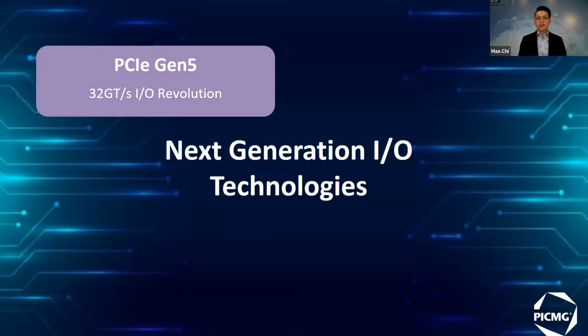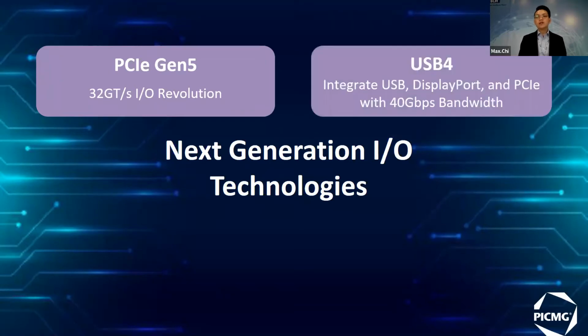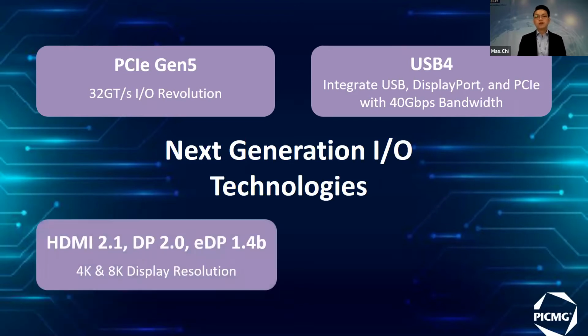It brings 32 GT per second, high speed, and it makes an I/O revolution to provide you more possible usage. Then USB 4. It integrates USB, DisplayPort, and PCI Express signals all together with 40 gigabit per second bandwidth. So it makes USB a powerful but easy to use protocol. Next is display. The new HDMI 2.1, DP 2.0, and eDP 1.4b allow displays to be extremely high resolution, like 4K, 8K, and even the coming new higher resolutions.